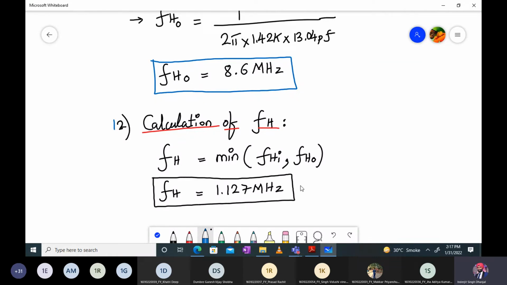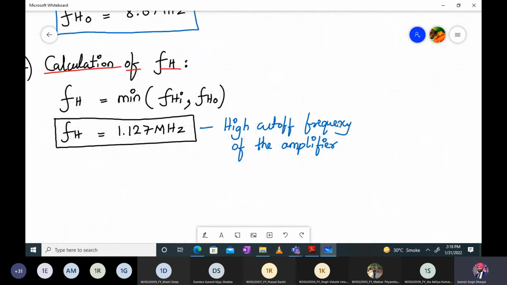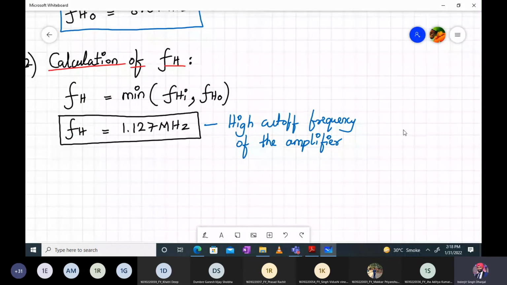So this is my high cutoff frequency of the amplifier. Okay, and if you want to plot the frequency response, it's quite simple. It will be very easy. I already told you all how to do that. You all can do it on your own.